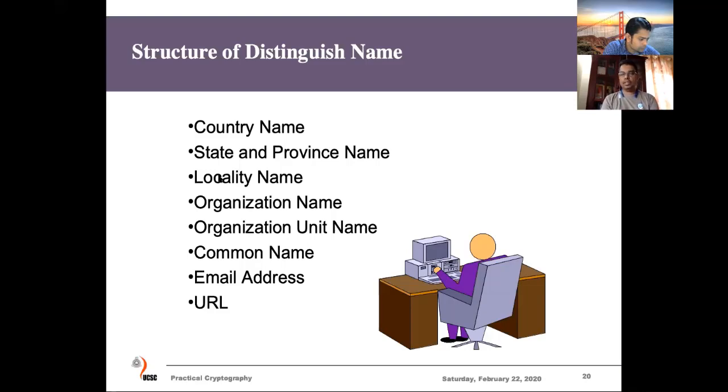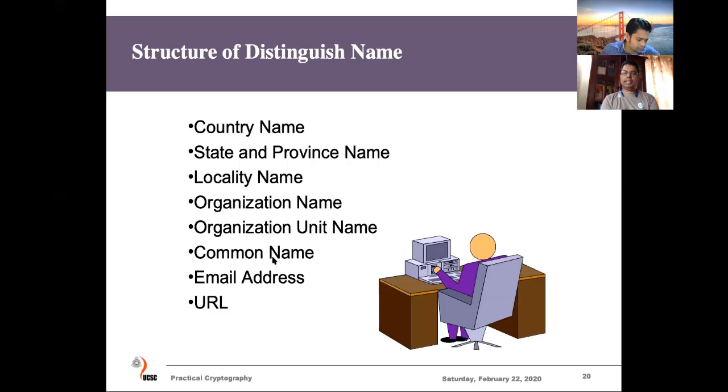When you're naming the owner and the issuer, we have to follow a standard called the distinguished name standard. This distinguished name standard describes 8 fields which we can use to uniquely identify end entities on the internet. Those 8 fields are country, state and province, locality, organization name, organization unit name, common name, email and the URL. Among them, common name is important.